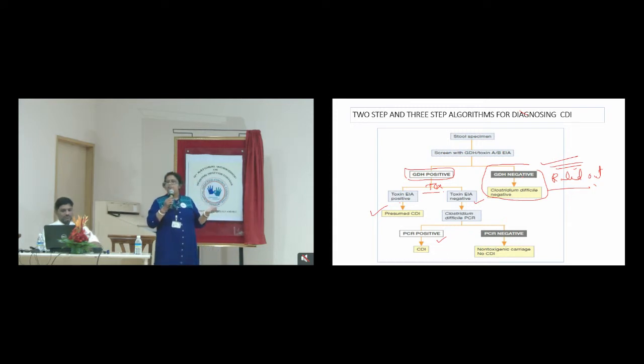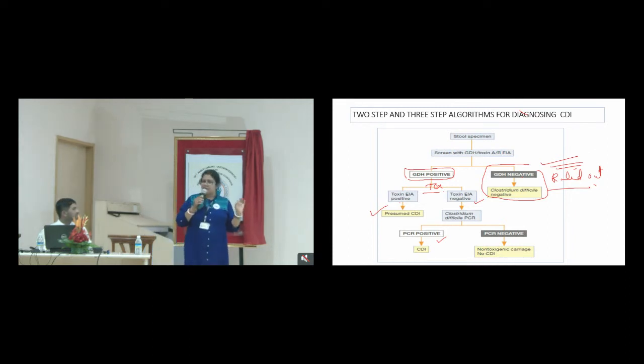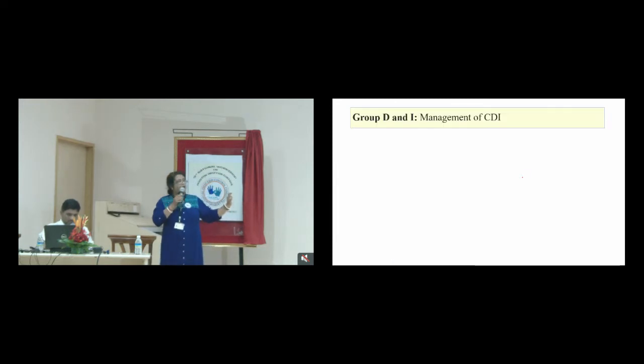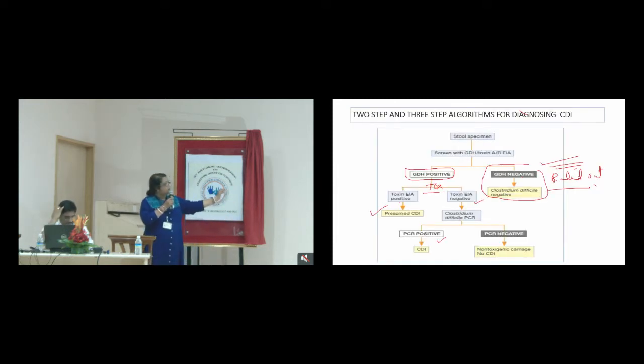A cartridge-based nucleic acid amplification test, the GeneXpert. If it is PCR positive, that you're able to demonstrate the presence of the toxin B gene, it means that you're dealing with CDI. If you're not able to demonstrate the gene, it means you're dealing with a non-toxigenic carriage. It's just an asymptomatic carriage, no CDI infection.